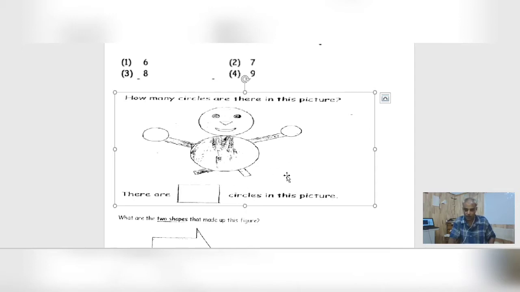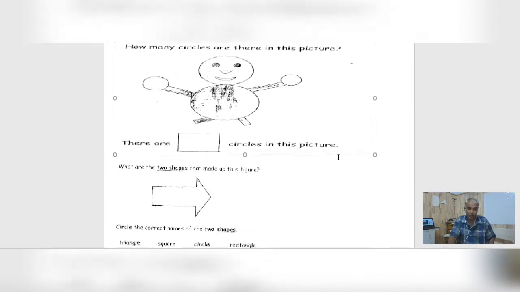Sorry for the very light picture, but this is what I got and I did it. So find out how many circles are there. So you can see, 1 big circle, 2, 3, 4 plus the eyes, 5 and 6. So we have 6 circles here. So that you have to write down.